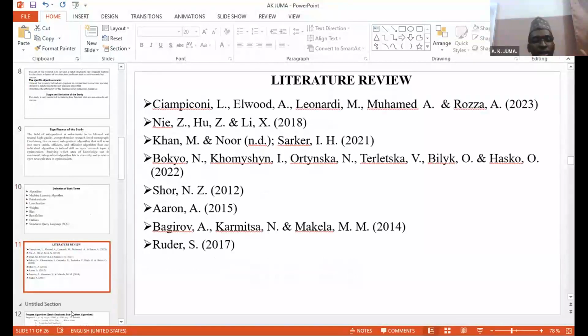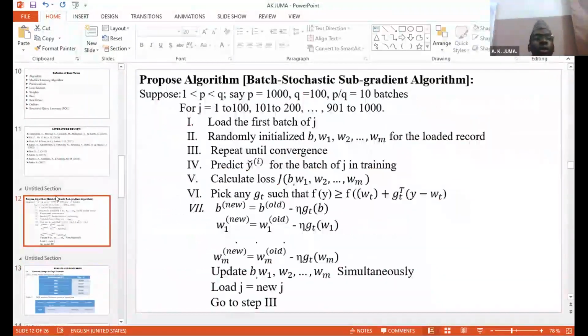This is our literature review. Some of the material we have. So this is our proposed algorithm.